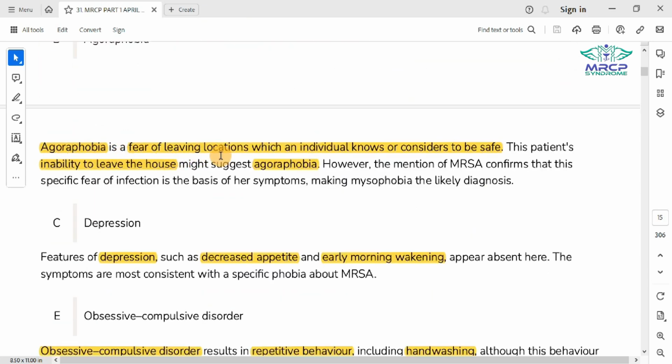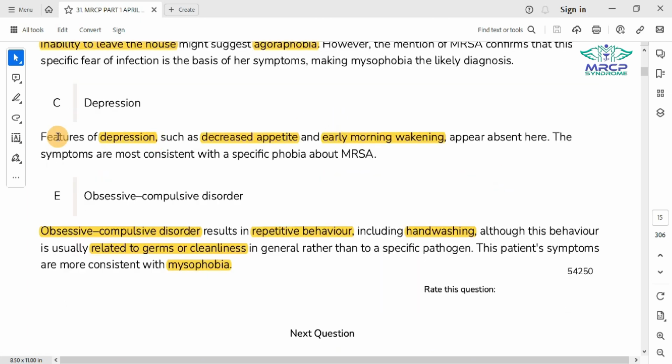Agoraphobia is a fear of leaving a location which an individual knows or considers to be safe. This patient's inability to leave the house might suggest agoraphobia. However, the mention of MRSA confirms that this specific fear of infection is the basis of the symptoms, making mesophobia the most likely diagnosis. Features of depression such as decreased appetite and early morning awakening appear absent here. The symptoms are most consistent with the specific phobia of MRSA.